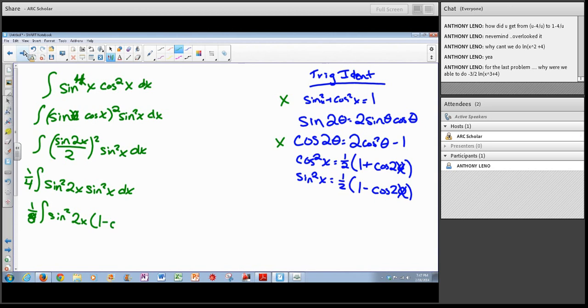1 minus cosine 2x. Yes. Alright, some promise here, right? Because this is 1/8, and we're just going to distribute that through. So we'll have sine squared 2x minus sine squared 2x cosine 2x. Yes. It's a good thing I picked different colors because I know this stuff.